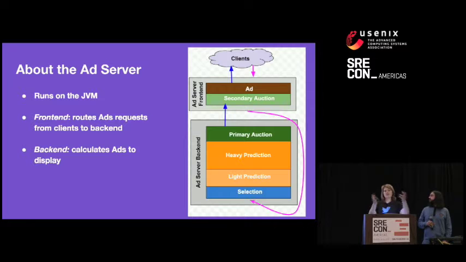Once the desired candidate reaches back up to the front-end ad server, the front end is going to perform a secondary auction to find the optimal cost per impression for the advertiser. So we want to strike a balance between serving the best ad for the user while also providing the best possible value to the advertiser. Once that secondary auction is complete, we return the winning ad to the client.